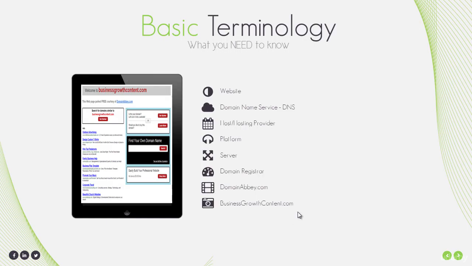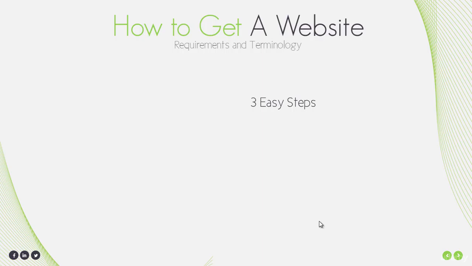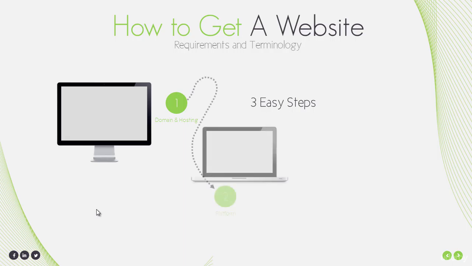Okay, now we've got just a few more things to talk about here. The basic steps of your website. First thing, domain and hosting. So we're going to be going to domainabbey.com. I've already got the domain registered, but I'll walk you through the steps so you can see how to do that. You're going to pick a domain if you don't already have one, and we're going to set up the hosting for that domain so that we've got a place to put our files.